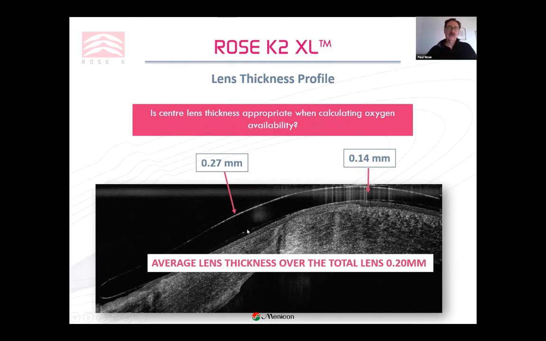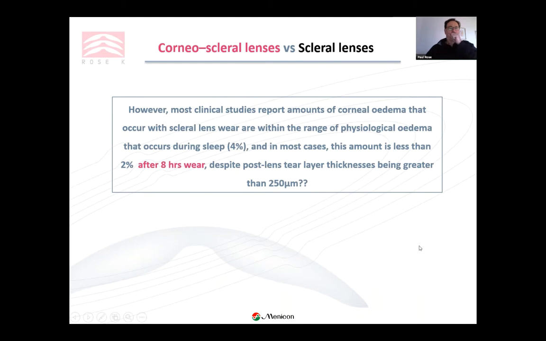In the Rose K2 XL, the average thickness over the lens is around 0.2 millimeter. However, you say, well, you talk about not getting enough oxygen to the cornea, and yet several studies have shown that the amount of corneal edema we get is in the range of the physiological edema that occurs during sleep of 4%, and is around 2%.